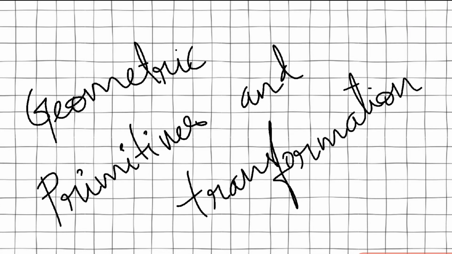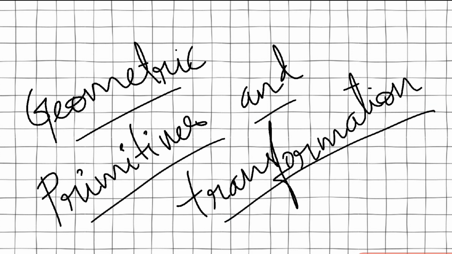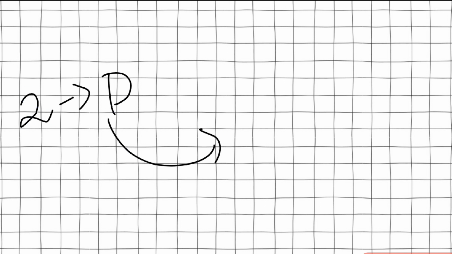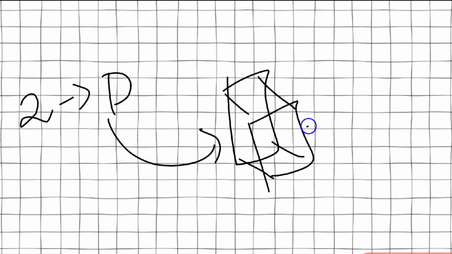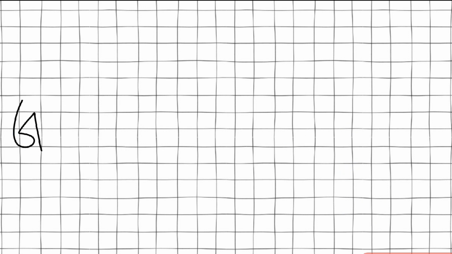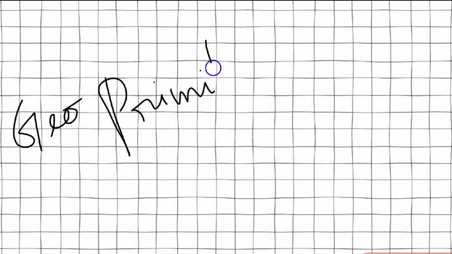Well, in this video, we are diving into a basic topic in computer graphics and computer vision, which is geometric primitives and transformations. These concepts are the building blocks that enable us to represent and manipulate visual elements in both 2D and 3D spaces. So let's embark on this journey of exploration together. First, we have geometric primitives.